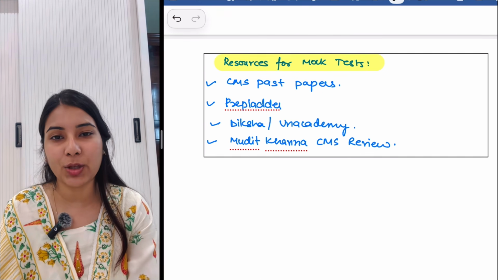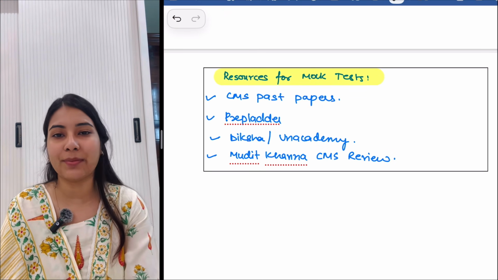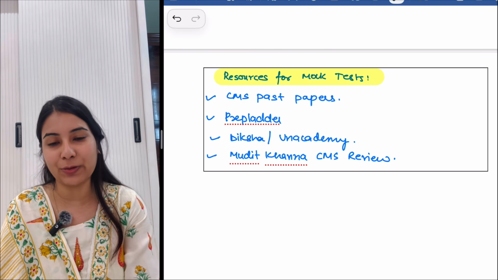UPSC CMS is an MCQ based examination, and you cannot ace an MCQ exam without practicing the MCQs.